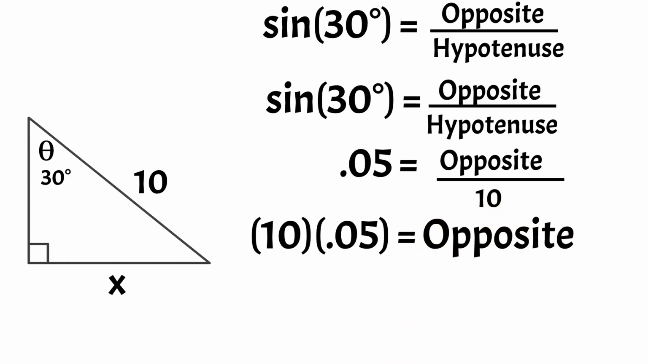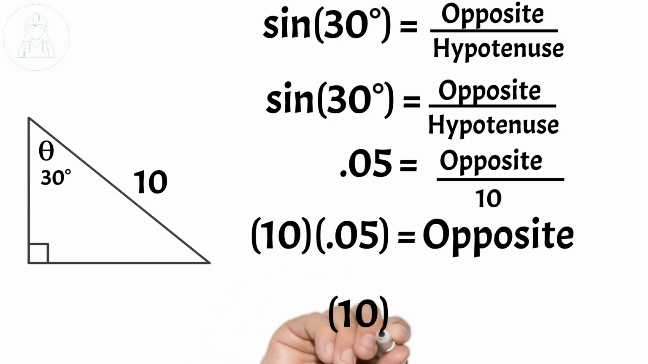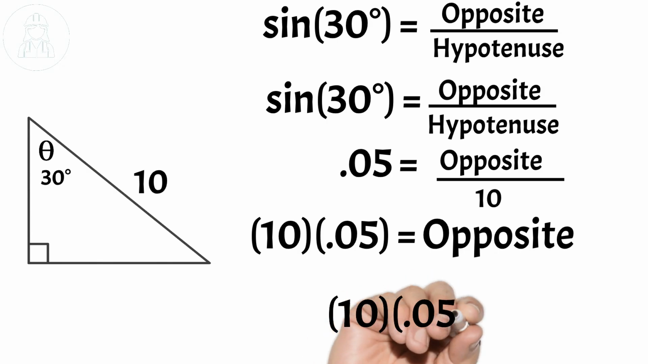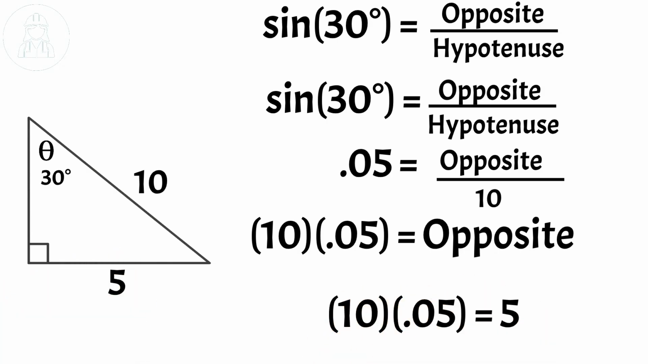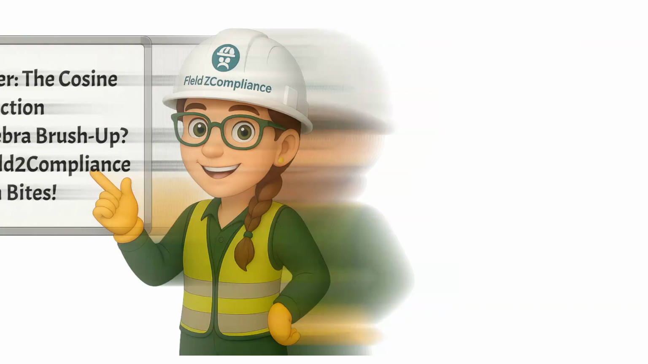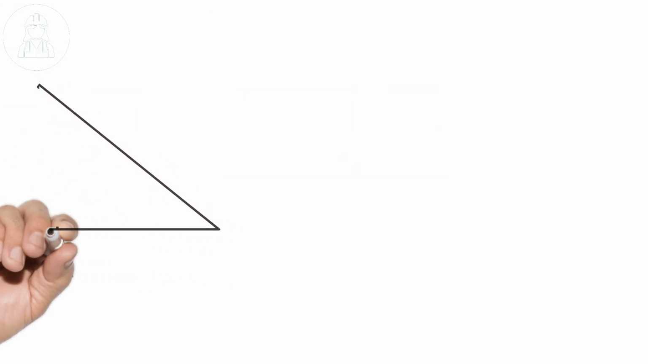This leaves us with 10 times 0.05 equals our unknown. So multiply your 10 times 0.05 and you get 5. There you have it. This is the length of our opposite side. Now let's try the cosine function.